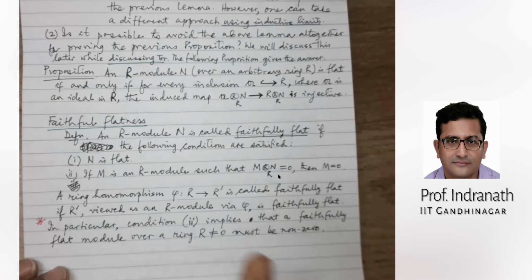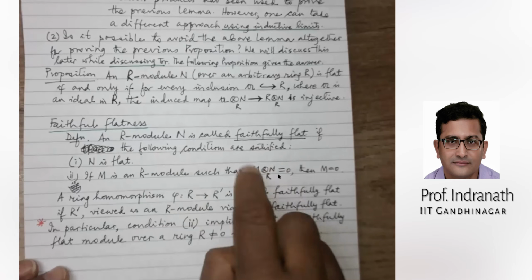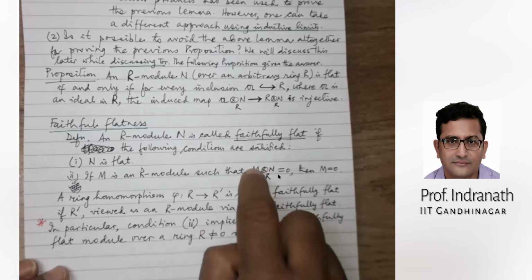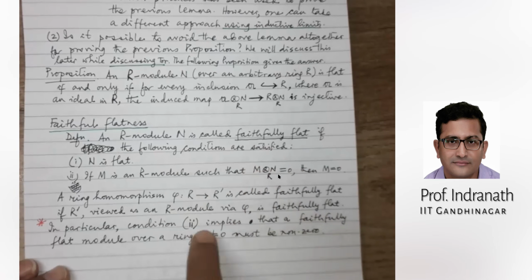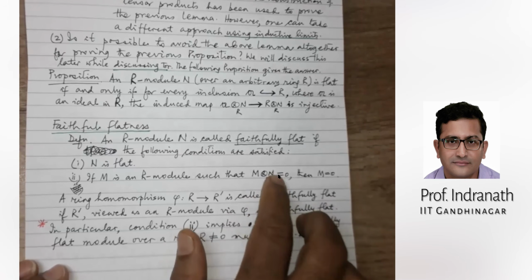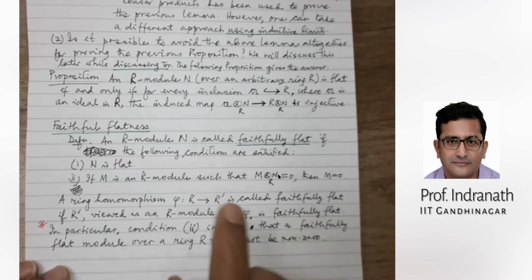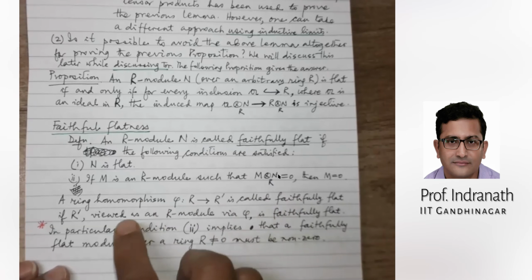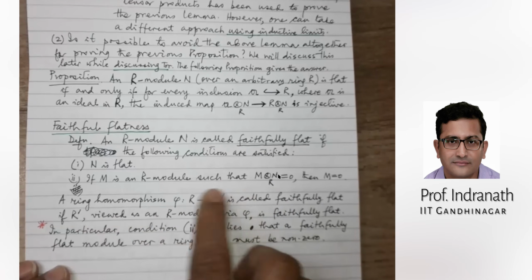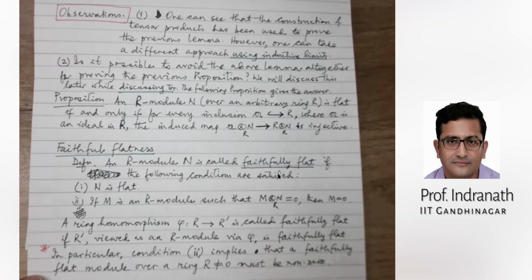But for faithful flatness, when you say that N is faithfully flat, that means this. Condition 2 immediately says that a faithfully flat module over a non-zero ring must be non-zero. That much is clear, because otherwise, if this is zero, then everything will be zero, isn't it? And the ring homomorphism, just like before, you call faithfully flat if R dash viewed as an R module is a faithfully flat R module. So this is the definition of faithfully flat.